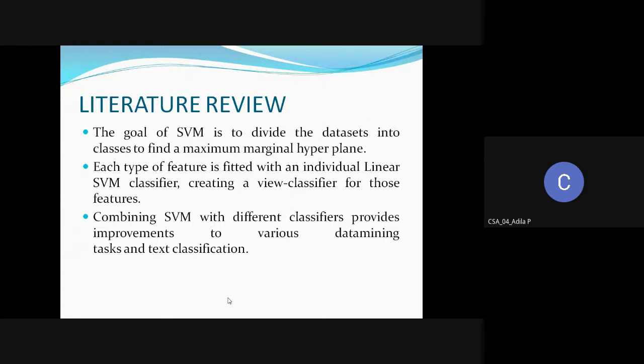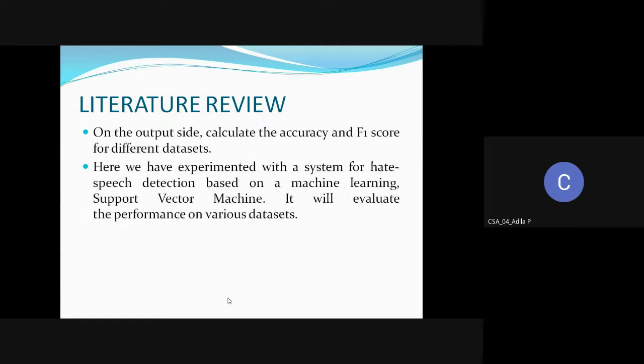Each type of feature is fitted with an individual linear SVM classifier, creating a view classifier for those features. Combining SVM with different classifiers provides improvements to various data mining tasks and text classification. On the output side, calculate the accuracy and F1 score for different datasets. Here, we have experimented with a system for hate speech detection based on a machine learning support vector machine. It will evaluate the performance on various datasets.